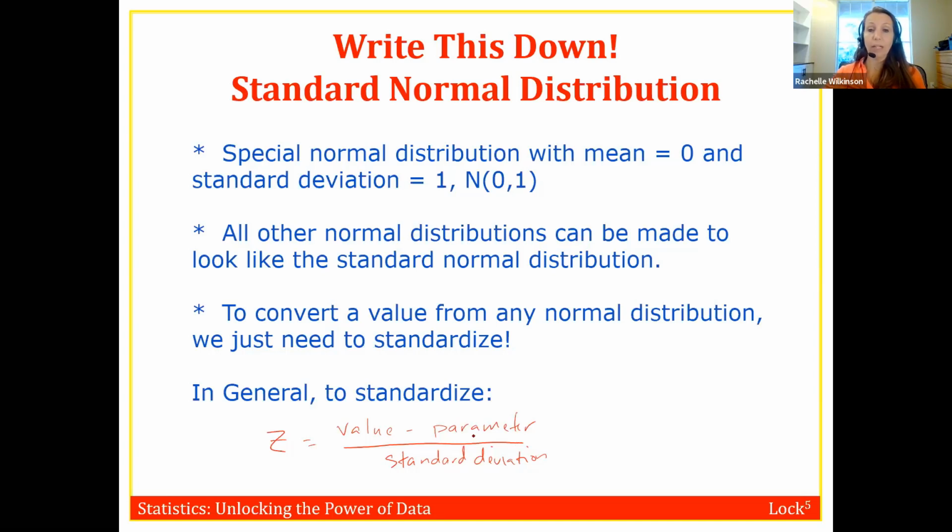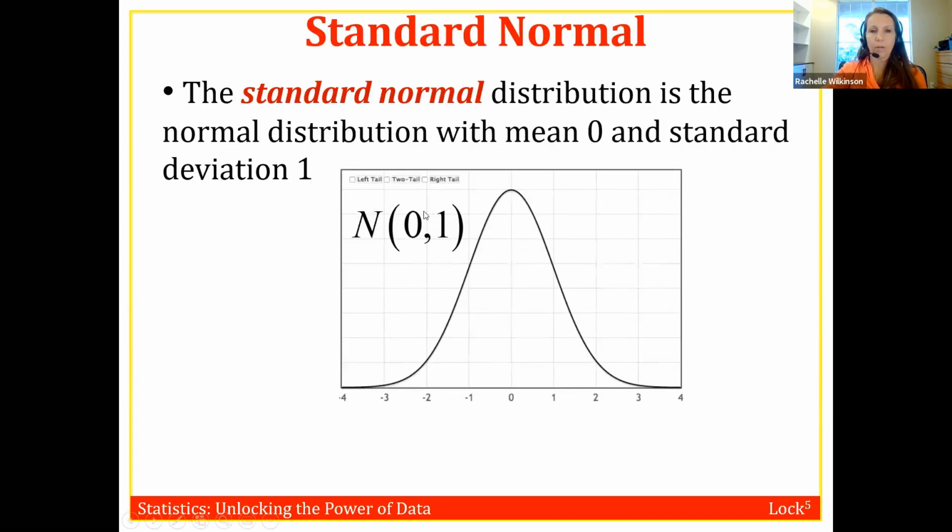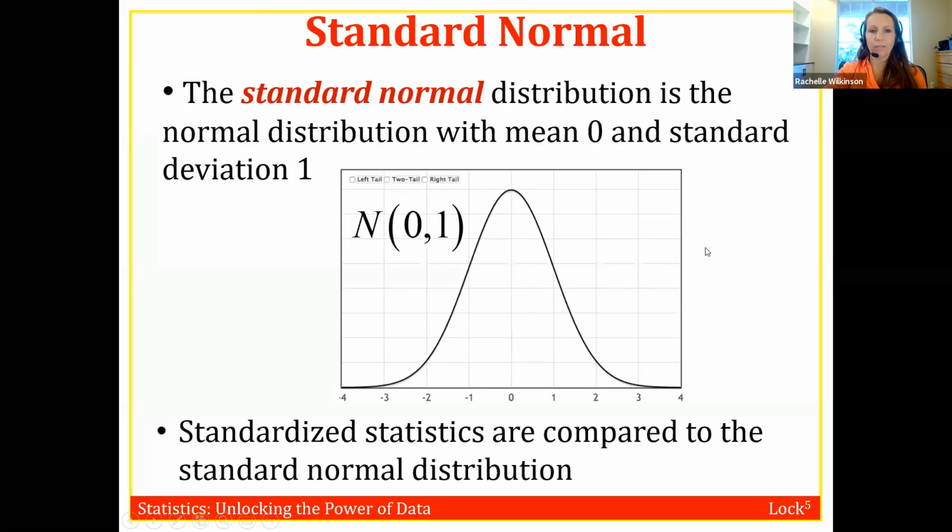If we're just talking about individual values like we are with these IQ scores, we're looking at a single value, and we would just subtract the mean and divide by the standard deviation. So this is what it looks like just for individual values. But this is the general format that we're going to have when we're computing z-scores moving forward. All right. Here's a picture of what the standard normal distribution looks like. Lovely. Mean of 0, standard deviation of 1.